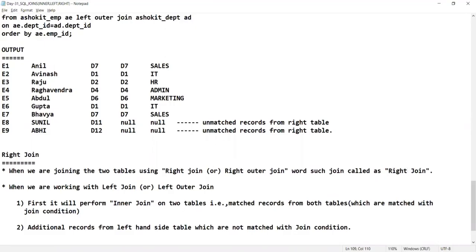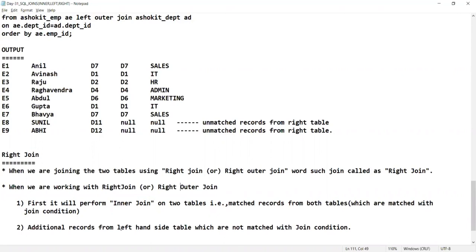When you are working with the right join or the right outer join, it always performs an inner join first on the two tables. That is nothing but on matched records from both tables, which match the join condition.